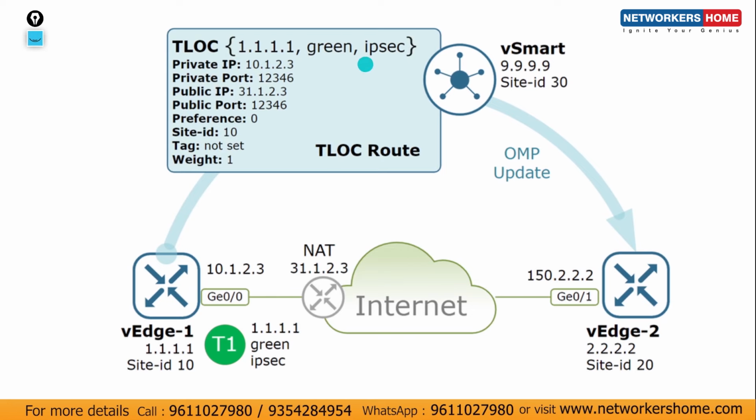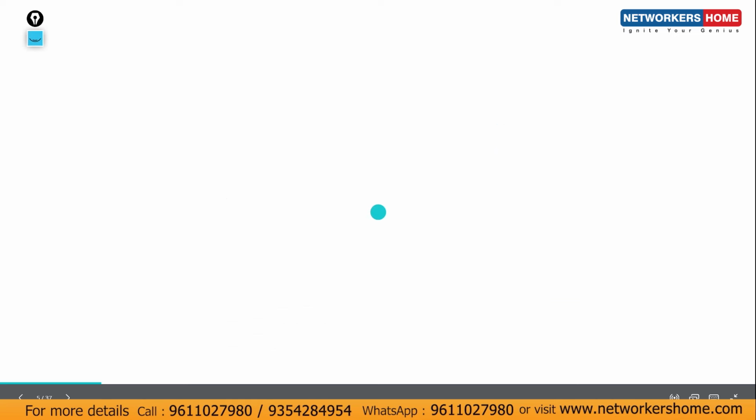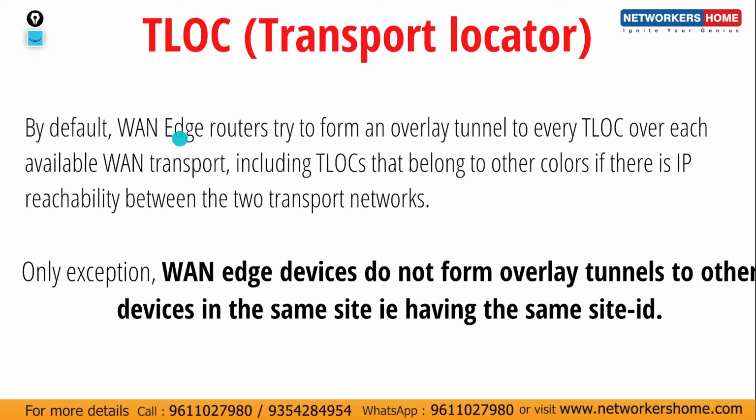Okay, let's go to the next slide here. We can see that a couple of pieces of information are attached here. You can see the TLOC color is given as green, and it's almost the same slide. So what is the default behavior? The default behavior is that WAN edge routers try to form an overlay tunnel to every TLOC over each available WAN transport, including TLOCs that belong to other colors, if there is IP reachability between the two transport networks.